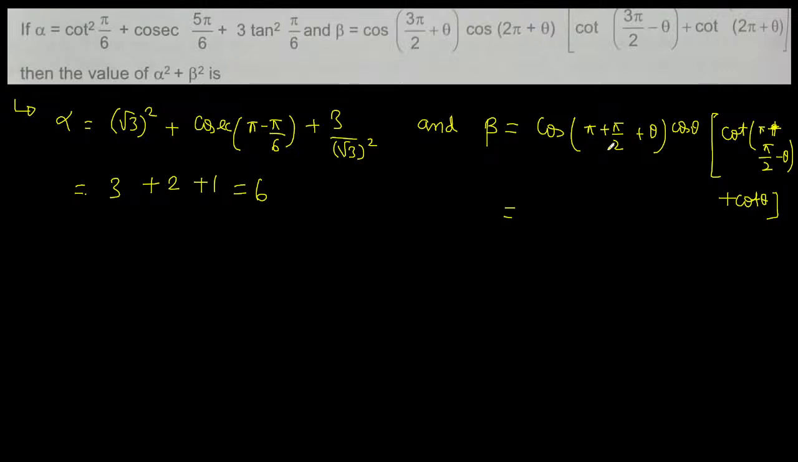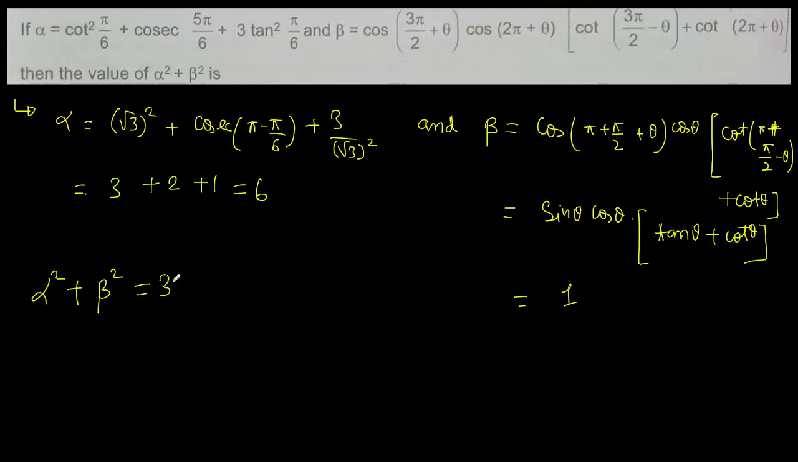Here we got pi plus pi by 2. Cos pi plus theta is minus cos theta, and cos pi by 2 plus theta is minus sin theta, which is sin theta cos theta. Cos pi plus theta is cot theta, and cot is tan. I think we have done this question somewhere. This is nothing but 1. So alpha square plus beta square is 37.